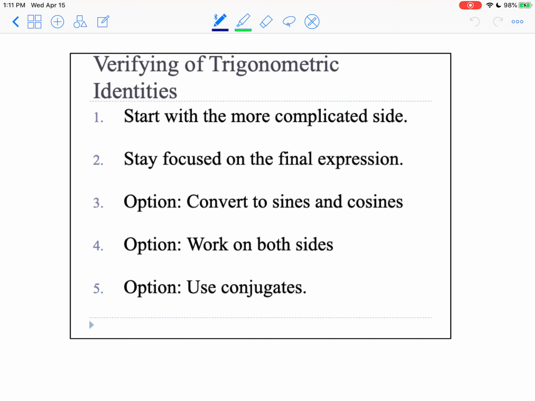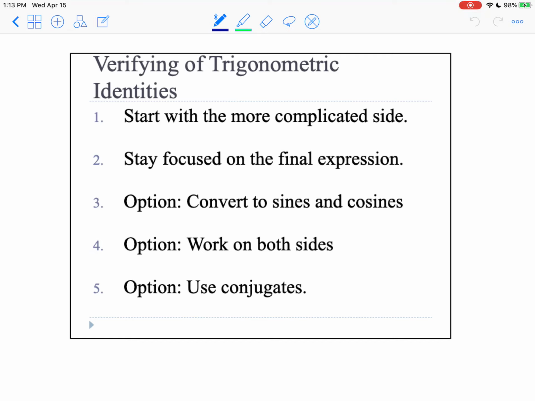Now, if while I'm trying to manipulate the more complicated side I am struggling, then I can try to convert to sines and cosines like we did in the previous example. I could work on both sides. Let's say I get the more complicated side as far as I can get it, and I still don't have what's on the other side. Maybe I can make the other side look like the same expression that I left off with, and we'll talk about that. And then the last option, if I'm stuck, is to use conjugates. I'll tell you when the appropriate time to use conjugates is. It's a specific case that you have to recognize, and if you recognize it, using conjugates is actually the first line of defense, and those problems go pretty quick.